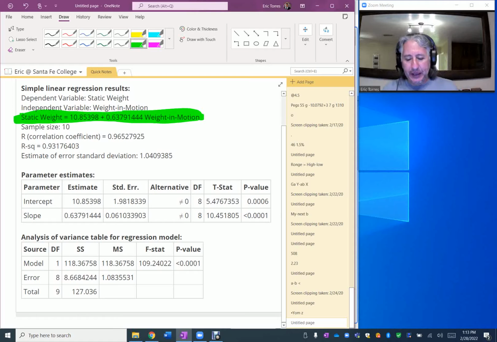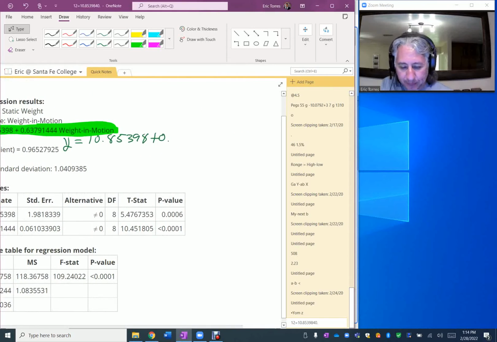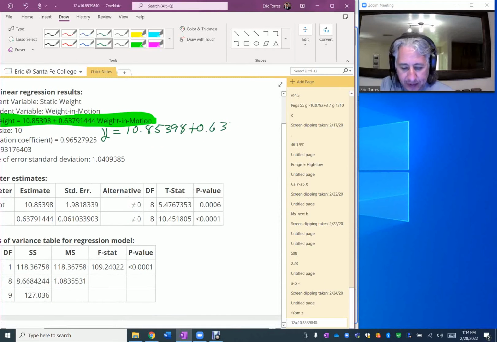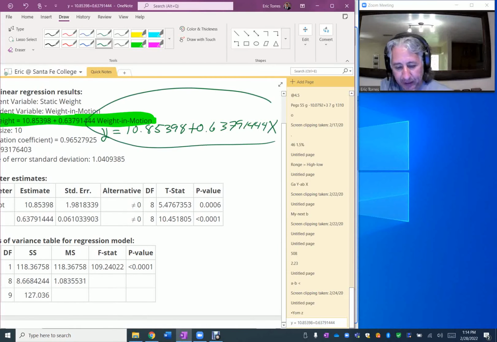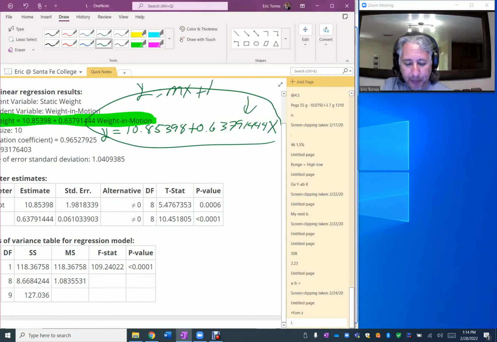Now, there's a couple of different ways I can write this. I can use x and y's if I want to. So if I want to write this in terms of x input and y output, then I could rewrite this equation as y is the static weight, which equals 10.85398 plus 0.637914444x. There's my equation. The slope is the number in front of x, because remember, it's y equals mx plus b.